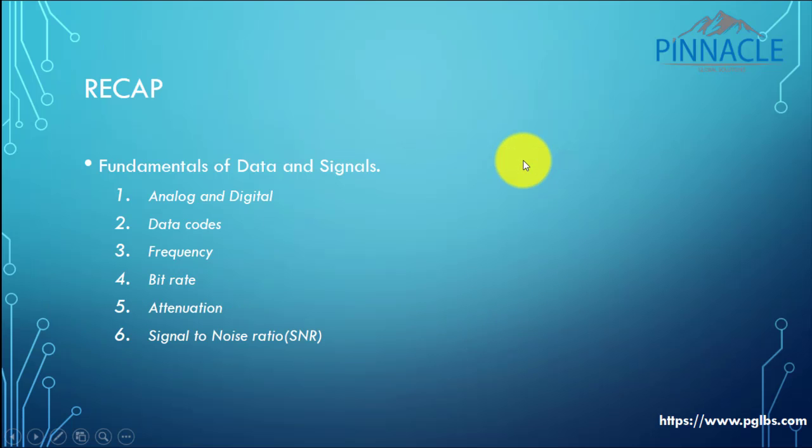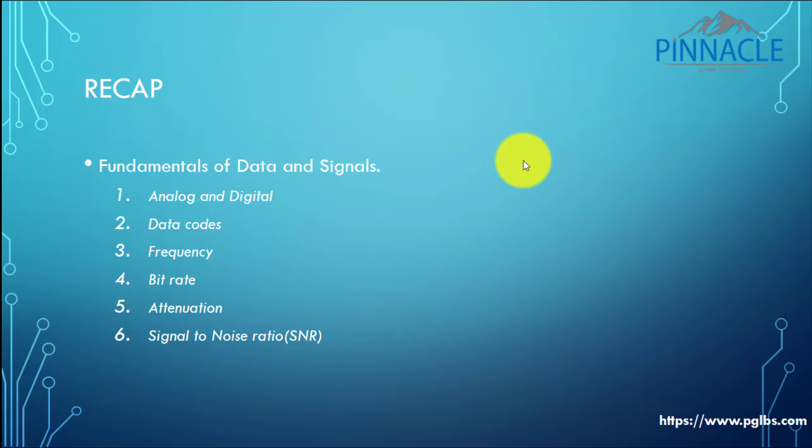So before we actually get into the agenda of today's session, let's try and recap what we have done in our previous session. In the previous session, we saw fundamentals of data and signals. We saw what are analog signals and digital signals. I gave you an example of an analog clock and a digital clock. We saw what are data codes. We saw what are frequencies, bit rates, and we also saw what is attenuation, which is a general phenomena which happens in both analog and digital signals, and we saw what is signal to noise ratio.